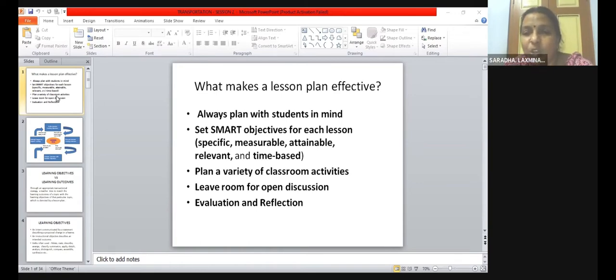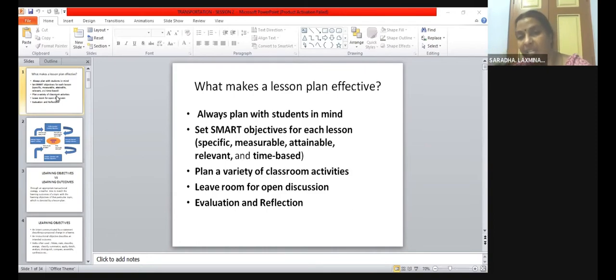And there is something called SMART objectives. Whenever we are writing the objective, we should remember it should be very specific, measurable, attainable, relevant, and time-based.